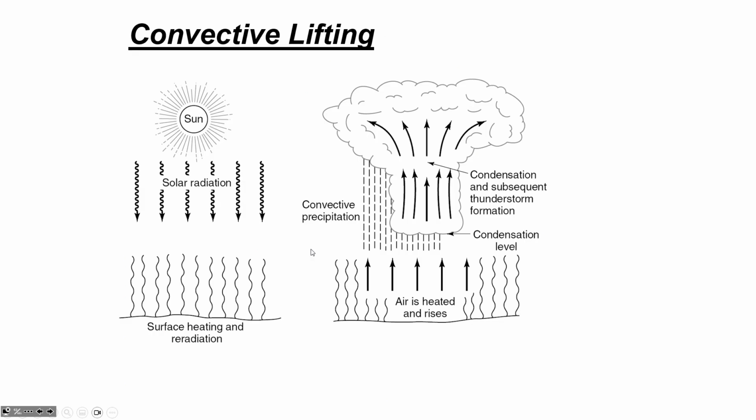Okay, so we've talked about frontal lifting, which is convergence. We talked about orography, which is air moving up over an obstacle. And the third hydrologically significant source of lifting is convection.